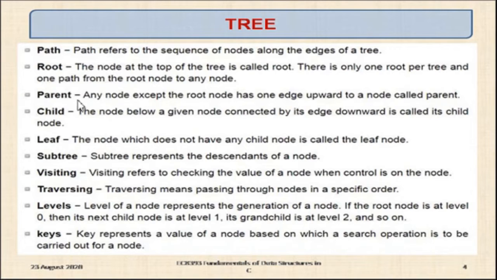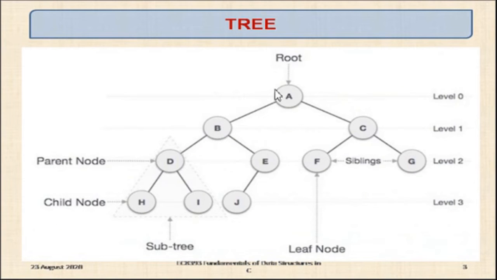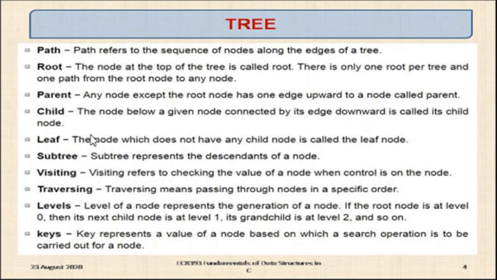Then parent. Any node except the root node that has one edge upward to a node is called a parent. This is a parent, like that. So B is the parent of D and E, whereas B is the grandparent of H, I, J. Similarly, D is the parent of H and I, right? And H and I are the children of the parent D. Likewise, child: the node below a given node connected by its edge downward is called a child node.